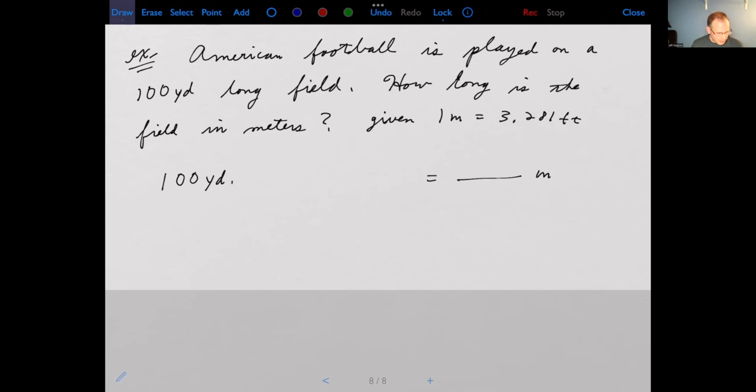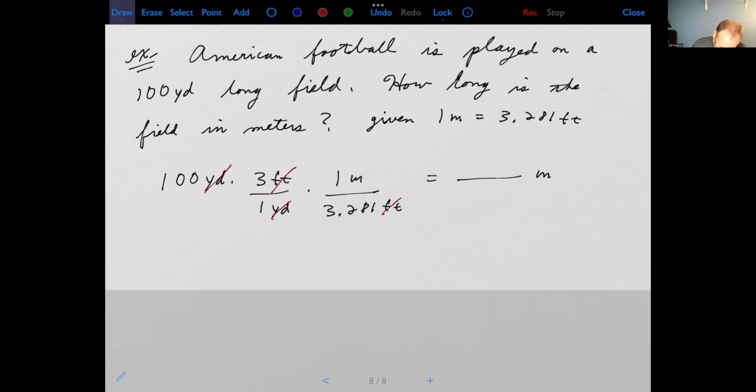So first, let me go from yards to feet. To do that, I know that there's 3 feet in 1 yard. So I want to multiply by 3 feet over 1 yard. So again, yards cancel. If I were to stop there, I have my answer in feet, right? It'd be 300 feet. But I want to go to meters. Well, we were just given the fact that 1 meter is 3.281 feet. Again, which way do I write this? Well, I want feet to cancel. I want meters to remain in the numerator. So I'd write it as 1 meter over 3.281 feet. So now feet cancels, and I have my answer in meters, right?